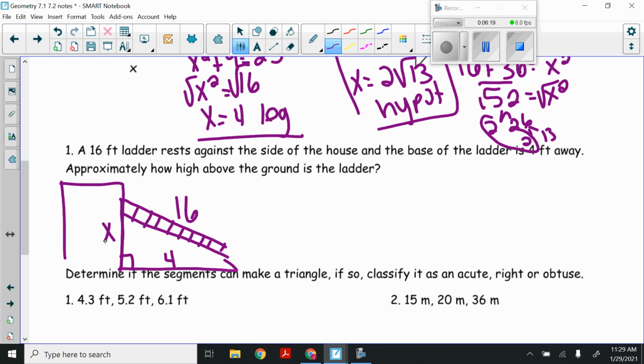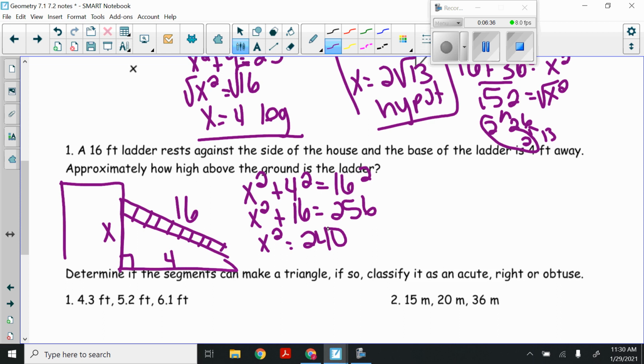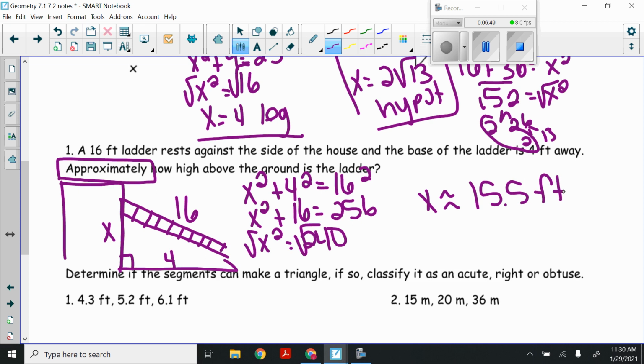So again, Pythagorean theorem would say x squared plus 4 squared equals 16 squared. So x squared plus 16 equals 256. Subtract 16 from both sides, and we get x squared equals 240. Take the square root. This time, notice it said approximately in the word problem. Approximately means I can have a decimal. So here we're going to get x as approximately 15.5 feet away. Or sorry, 15.5 feet above the ground.